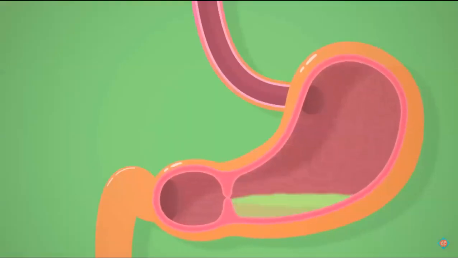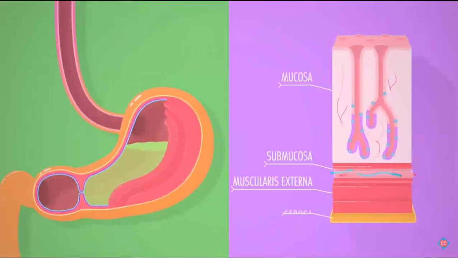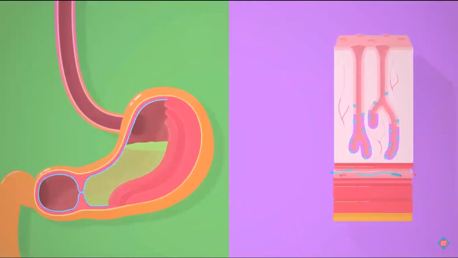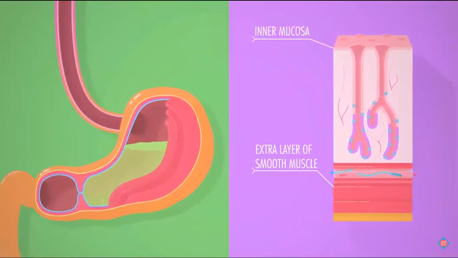It's lined with the same 4 main layers found through most of the GI tract: the mucosa, submucosa, muscularis externa, and serosa, but it's got a few special modifications. For one thing, the muscularis includes an additional layer of smooth muscle that gives it extra strength, allowing the stomach not just to hold materials, but to actively smush them around. And the inner mucosa is made up almost entirely of mucus cells, which produce a protective coat that keeps the stomach tissues from getting digested along with your lunch.